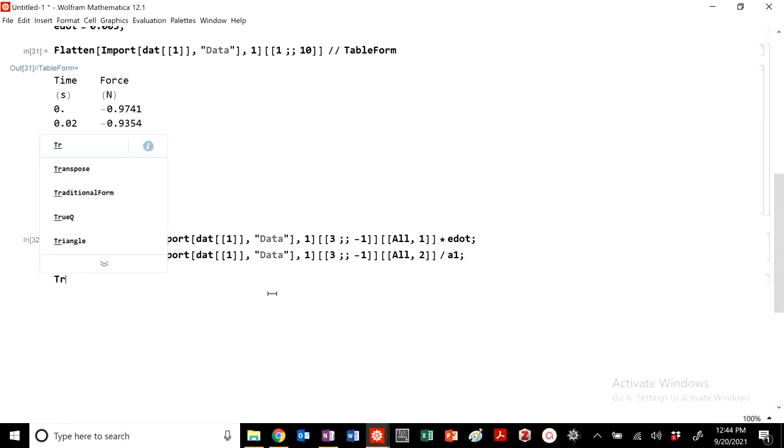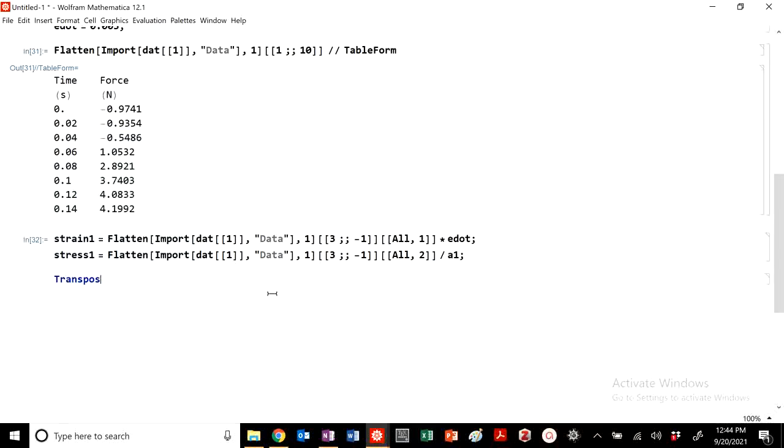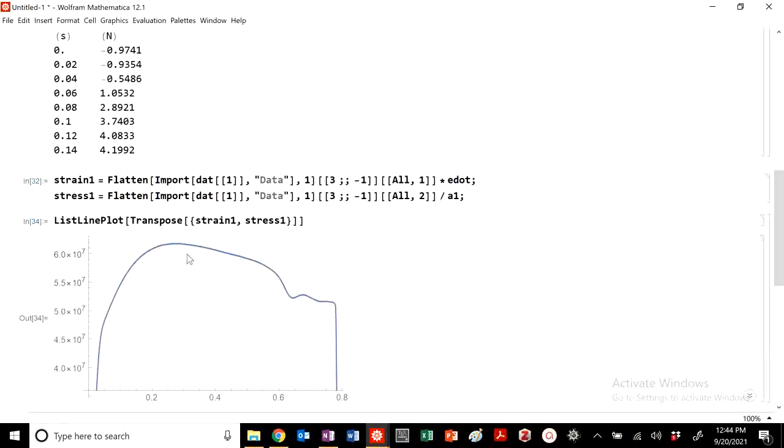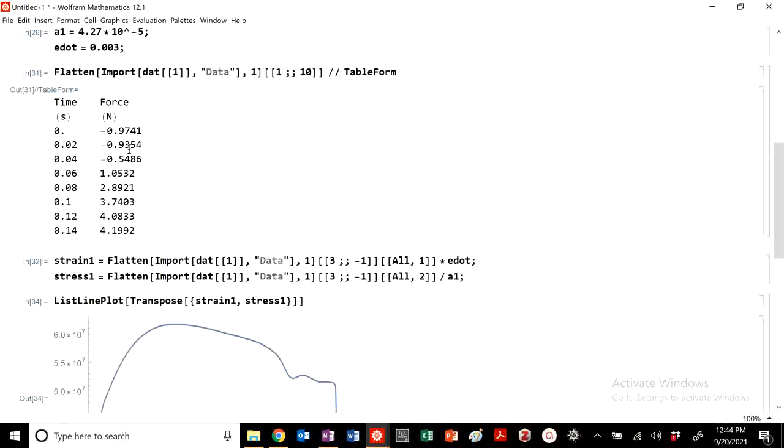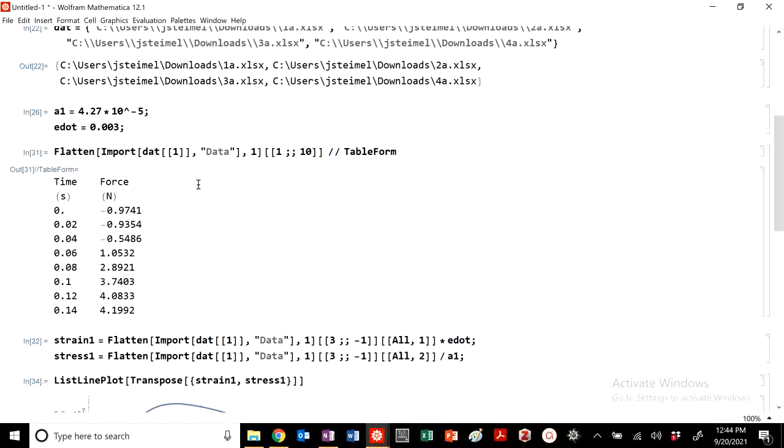So now I can visualize that, so I could transpose, actually plot, transpose, strain 1, because that's going to be my x-axis, stress 1, and then voila! I've got my material. So let's do a very similar procedure, and let's get the second data set.